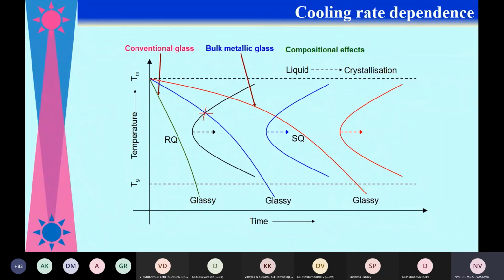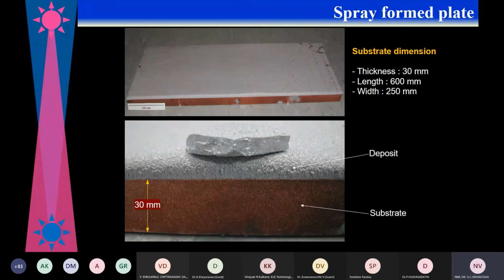So if slow cooling also can give rise to a glassy material, then that means you can have thick glassy material, and this is called bulk metallic glasses. We use spray forming for such materials, and here these are the 12 millimeter thick materials we can get. This is not fully glassy, but we got more than 60% glassy, amorphous material in this.